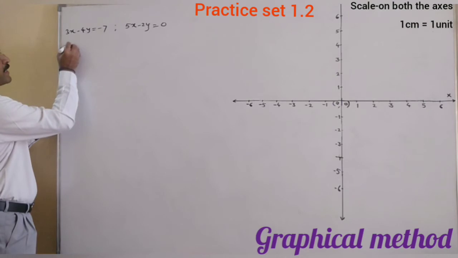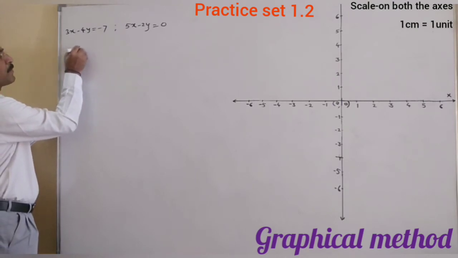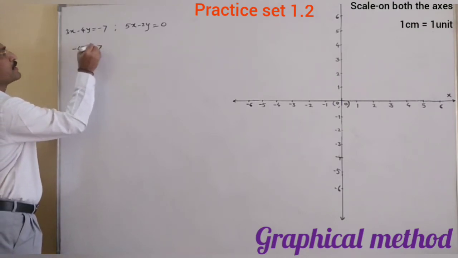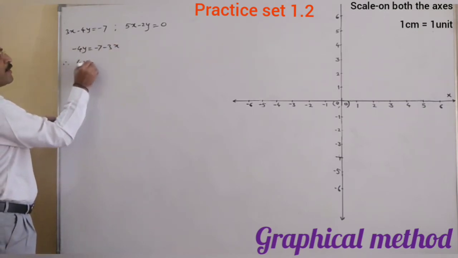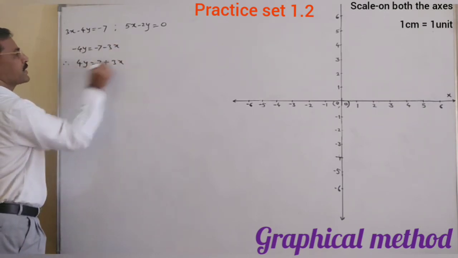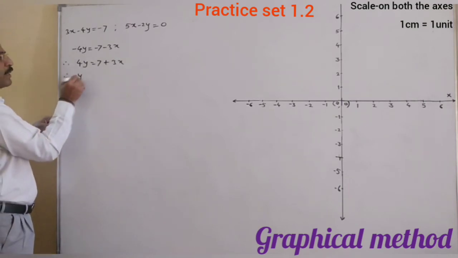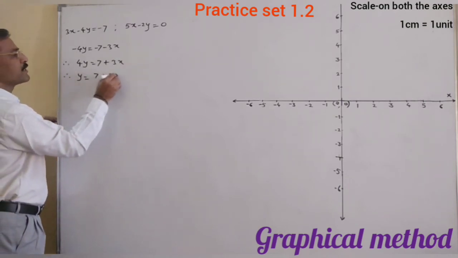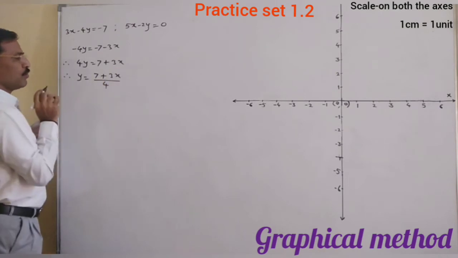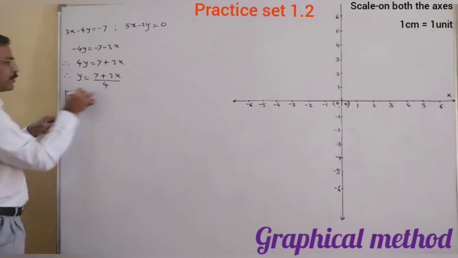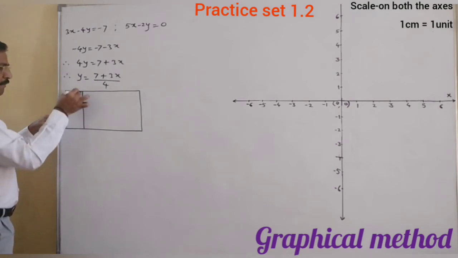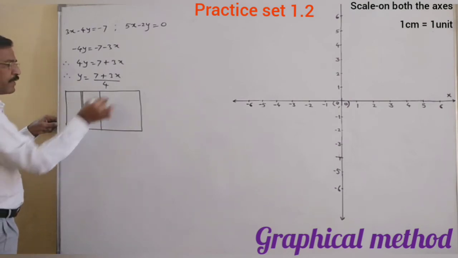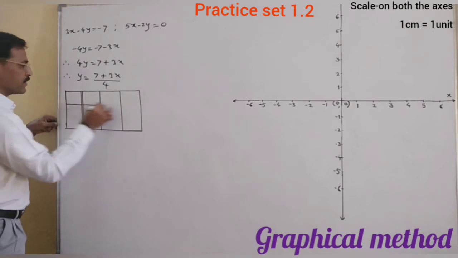See first here, I'll take the equation in y format. Now I'll change the signs. 4y equal to 7 plus 3x. Now take that 4 to that side. Y equal to (7 plus 3x) upon 4. Now we are going to prepare the table here. Observe here friends. See, very important. Minimum we need 3 points here.